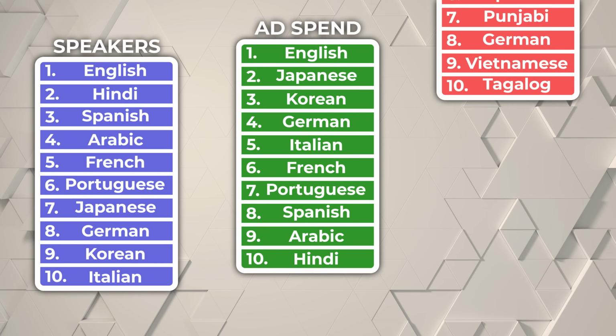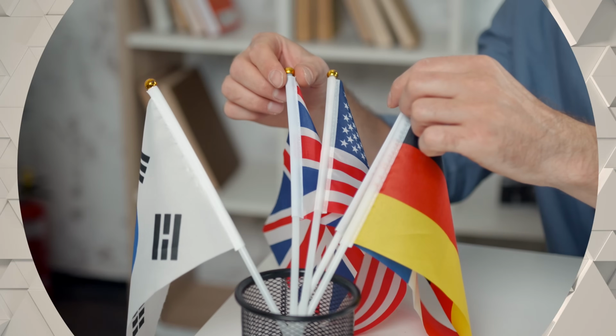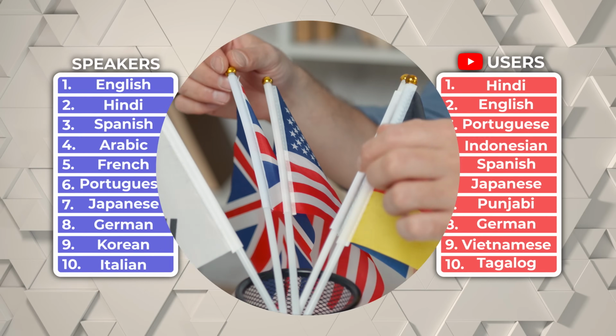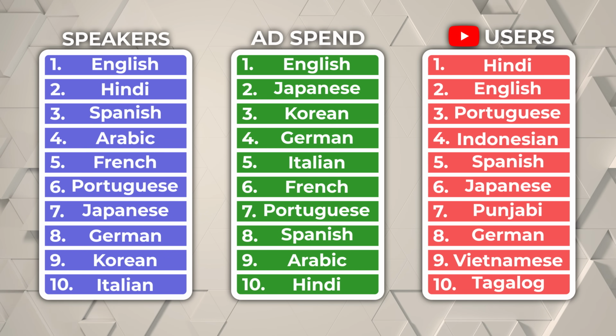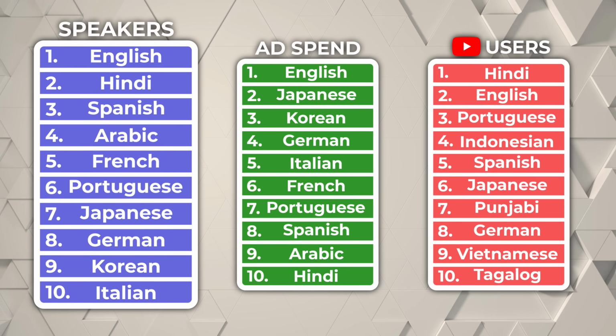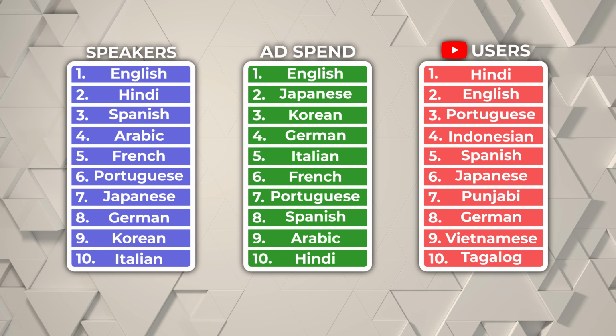We've now looked at the top languages by speakers, ad spend, and YouTube viewers. Now let's bring it all together and review each of the top 10s side by side. Just note, combining these lists to create your top language picks depends on your objectives. You can either take a balanced approach to your language selection, focus on the highest ad revenue, or the largest audiences. Once you've decided which approach to take, your key languages will start to reveal themselves.